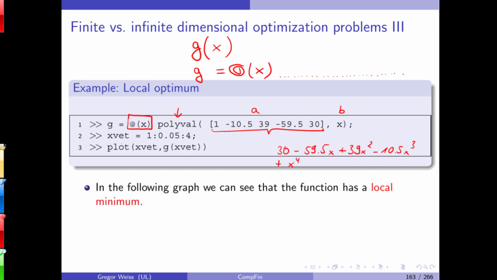x vec is what? It's simply a vector of numbers between 1 and 4 in steps of 0.05. So it starts with 1, 1.05, 1.1, 1.15, and so on. And then we plot the function at these points. Why do you need to do this?